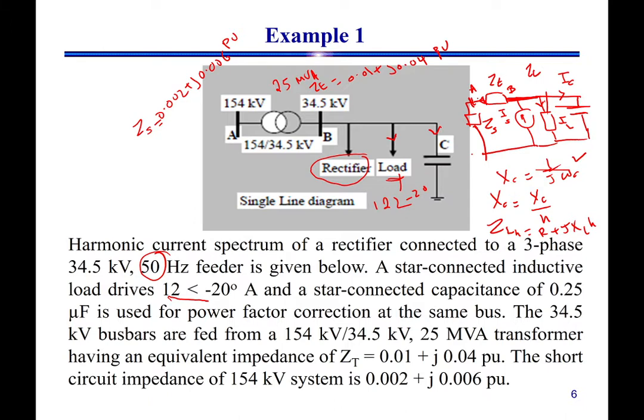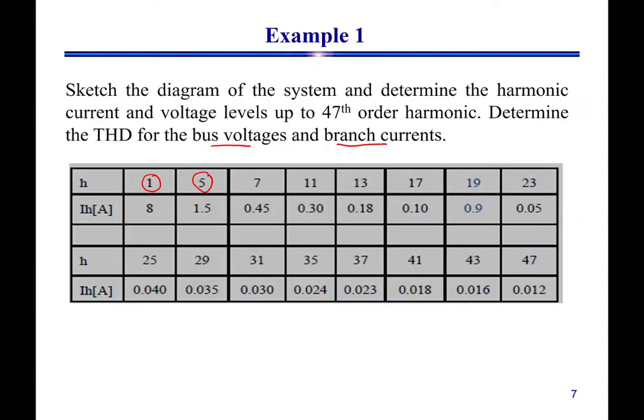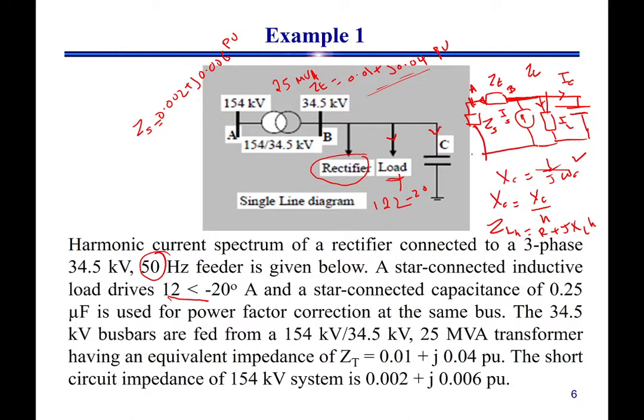Okay, so Z total is given in per unit. Of course, we need to convert that to ohms. Then we need to find the base value. Same thing, this is given in per unit, and we need to convert it to ohms, so we need to find the base value also.